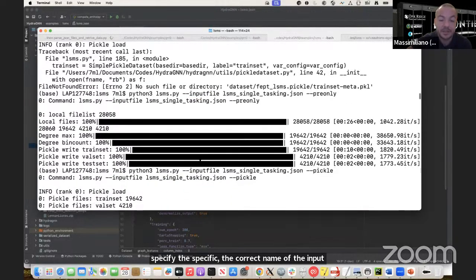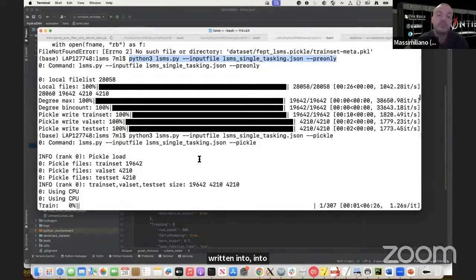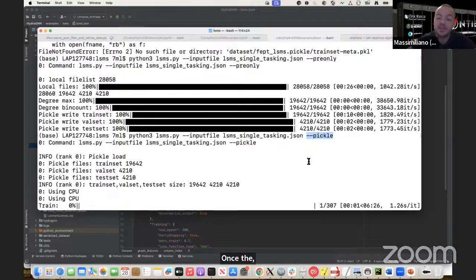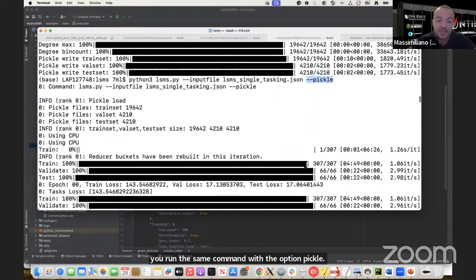And then the option pre-only allows you to pre-process the data from the output of the quantum mechanics code into PyTorch Geometric data objects that are then written into Pickle files, and the Pickle files are saved. Once the command with the option pre-only is completed, you run the same command with the option Pickle. And this kicks off the true training of HydraGNN.